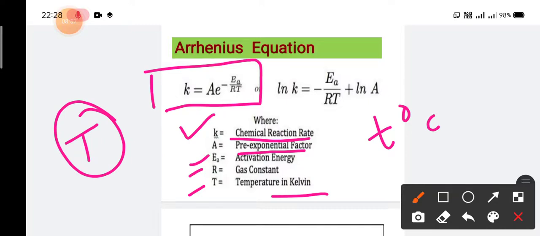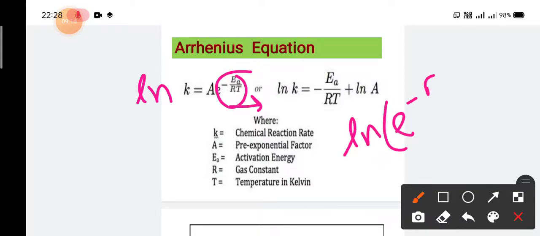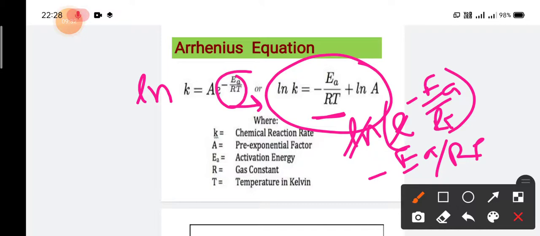Okay, so here if we take ln on both sides, then what will we get? We will get this kind of form, that is ln k is equal to, here when we take ln of e to the power minus Ea by RT, then the e will get cancelled out and we will get the minus Ea by RT form. So this will come forward, and this is minus Ea by RT plus ln A. So this will be the logarithm or ln form.